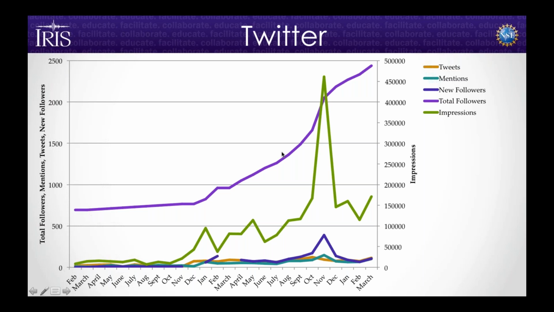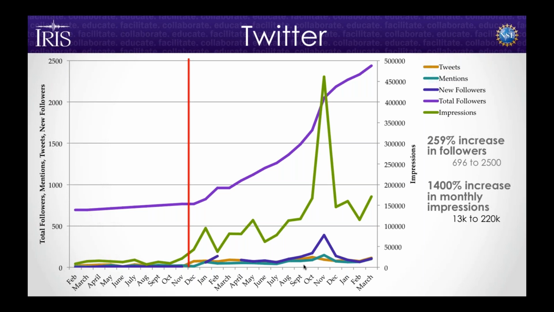This purple line here, the iris purple, is the total number of followers. The green line is the number of impressions. The navy blue line are new followers, and then the orange and teal lines are tweets and mentions. This is where I implemented the social media strategy, and since then we've had about a 260% increase in followers, about a 1,400% increase in monthly impressions.